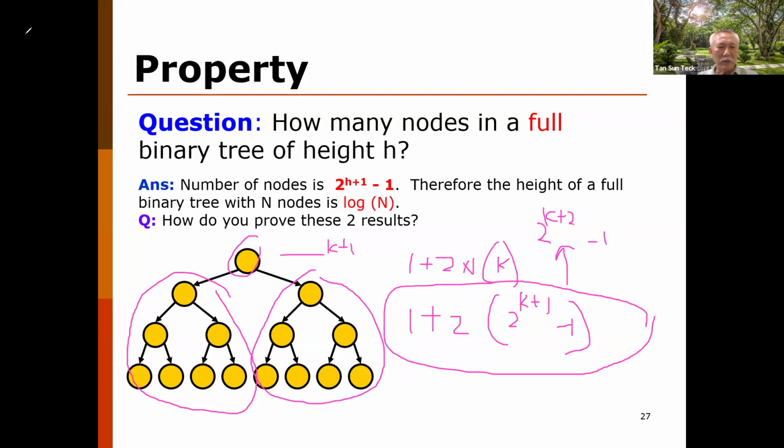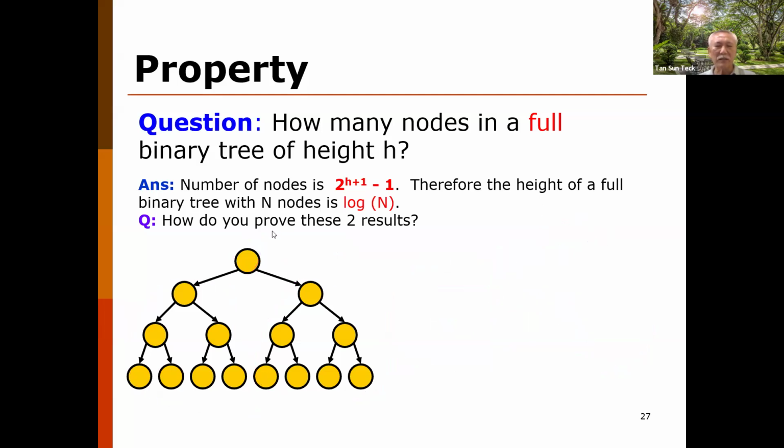Then what about the second one, log n? This is important because subsequently we can use this as a complexity for anything that involves a tree, either a full tree or a complete tree. It is always log n. So how do you do it? We know that n is actually equal to 2 to the power of h plus 1, minus 1. So you just try to solve for h.